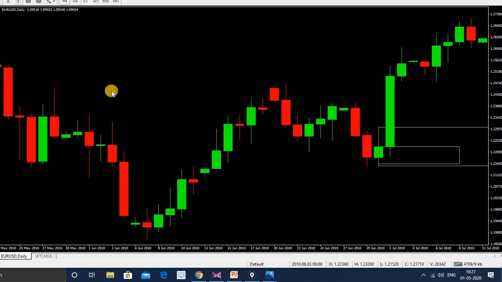In the next session we'll be discussing these bases and the drawing of zones in a little more detail, and then we'll also learn about how to draw trend lines.